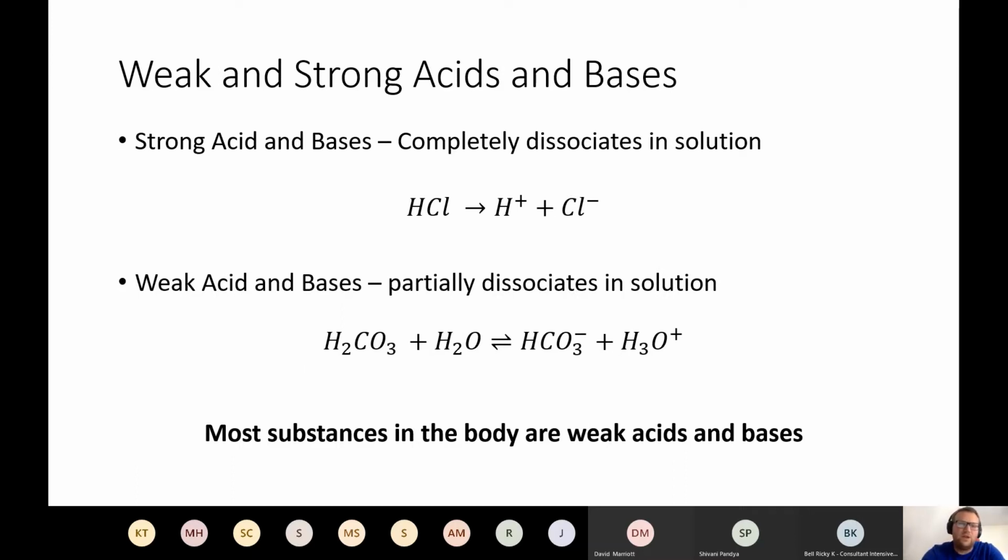There are two types of acids and bases, weak and strong. A strong acid completely dissociates in solution. So if you took some hydrogen chloride and put it into water, you would have 100% hydrogen ions and chloride ions. Whereas weak acids and bases only partially dissociate in solution. If you took some carbonic acid and put that into water, you get a mixture of carbonic acid, water, bicarbonate, and hydronium ions. In the body, most substances are weak acids and weak bases, and so they're the important ones.